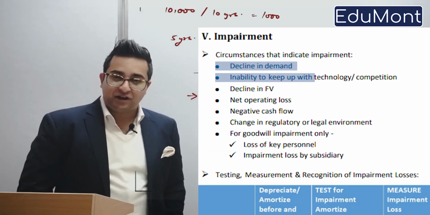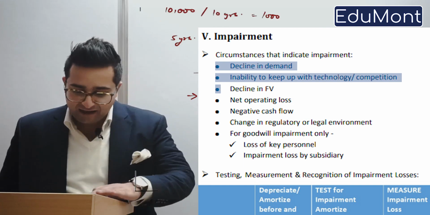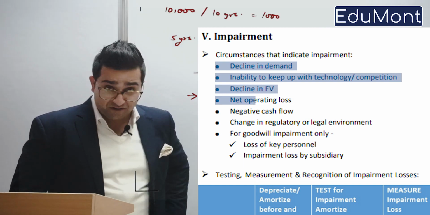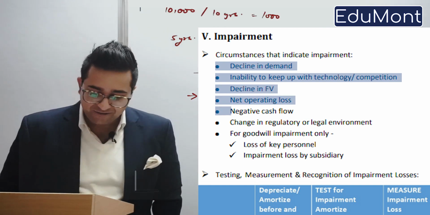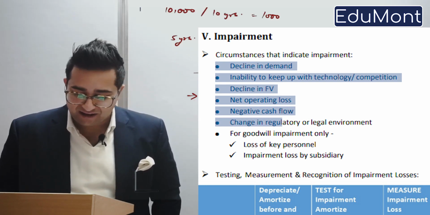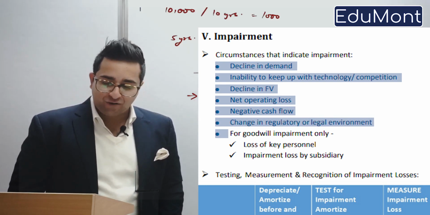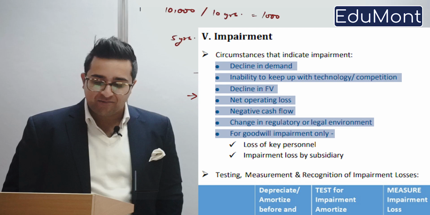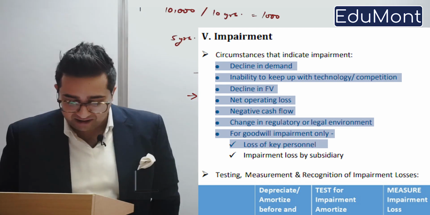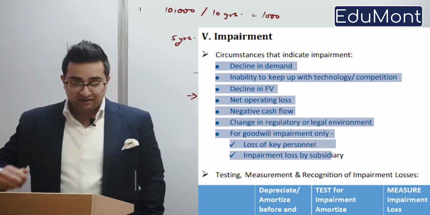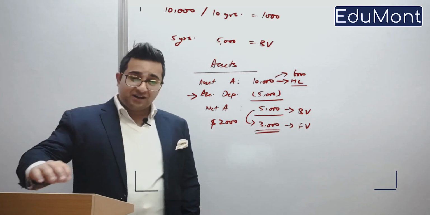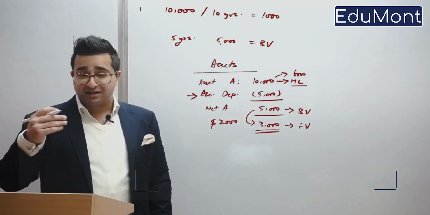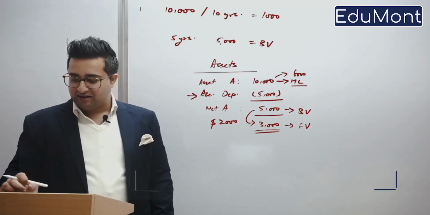Inability to keep up with technology and competition, decline in fair value, net operating loss over a sustained period, negative cash flow, change in regulatory or legal environment, and for goodwill impairment only, loss of key personnel या फिर impairment loss by subsidiary. So I'll talk about this. Goodwill की भी बात करूंगा मैं. Goodwill तो भी intangible के section में और अच्छे से इसकी बात करूंगा मैं.